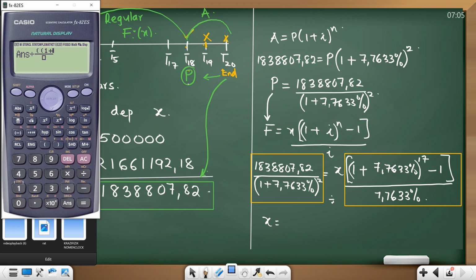Now, bring this in. I have 2 brackets, 1 plus 7,7633%. We have a percent there. Close the bracket, to the power of 17. Remember, minus 1. Close the bracket, otherwise you're going to have errors. 7,7633%. That's the I for the denominator. And this gives us our final answer. Good. That's our final answer.